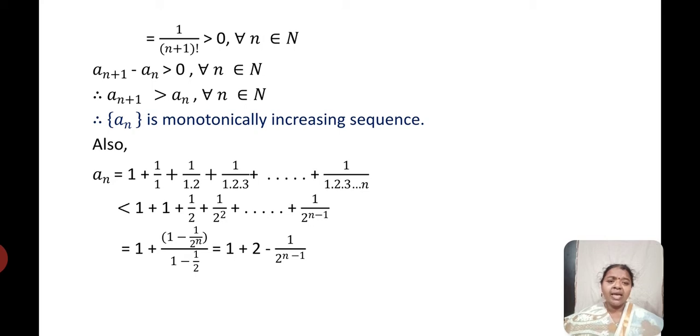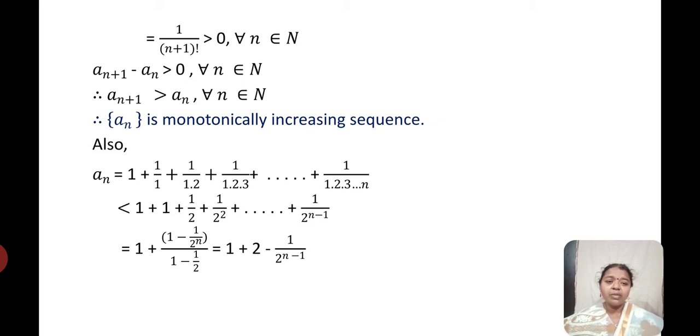Next, I consider an as 1 plus 1 by 1 plus 1 by 2 factorial as 1 by 1 into 2 plus 1 by 3 factorial as 1 by 1 into 2 into 3 and so on plus 1 by 1 into 2 into 3 and so on up to n.